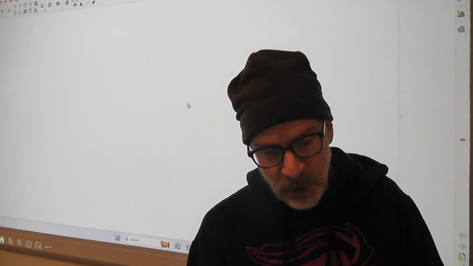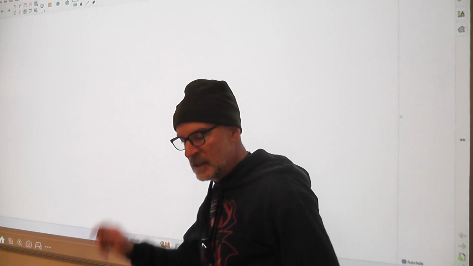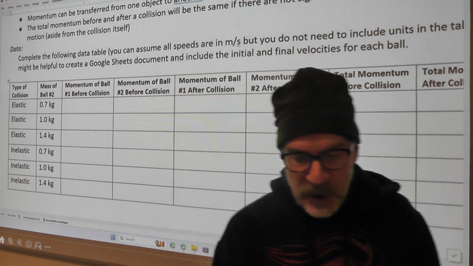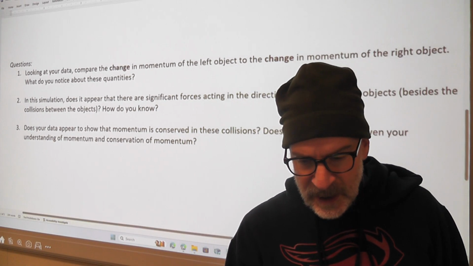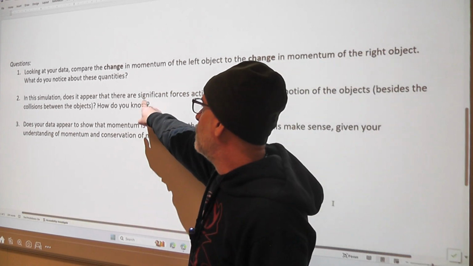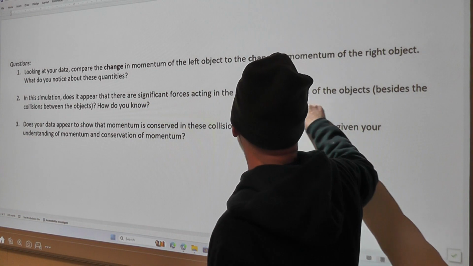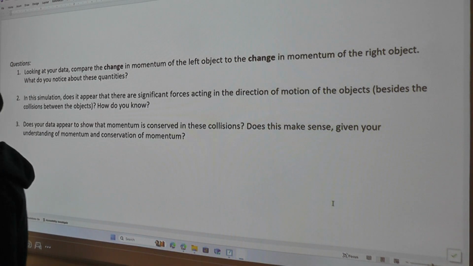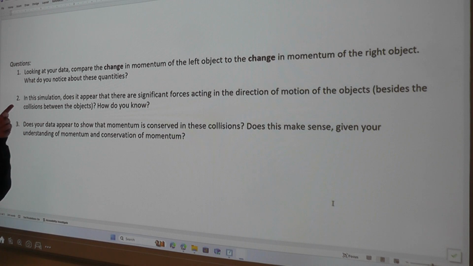In the virtual collisions lab analysis, there are a couple things that I really wanted you all to see that you can't because my screen is frozen. The first thing that I wanted you to think about was this piece right here. Does it appear that there are significant forces acting in the direction of motion of the objects besides collisions between the objects? How do you know?